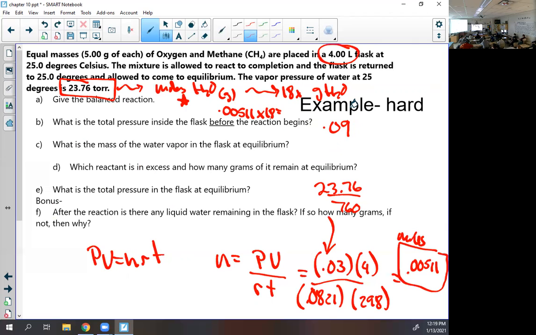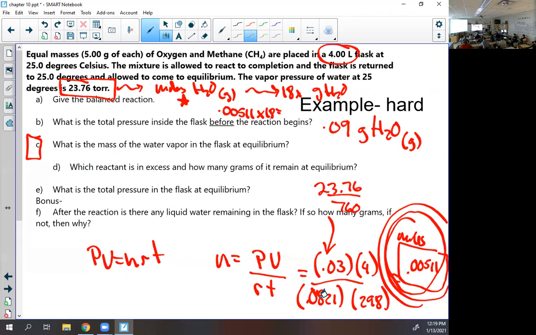That's the grams of H2O vapor. So it's the answer to C. What is the mass of water vapor in the flask at equilibrium? It's 0.09 grams. Okay, remember this number right here. It's going to be important.